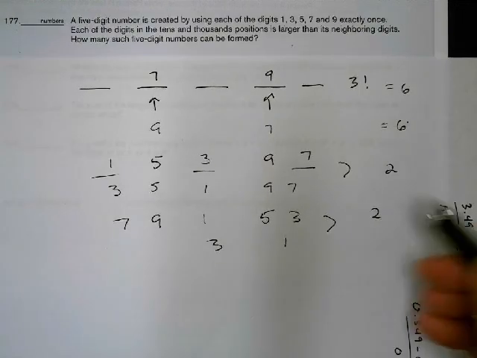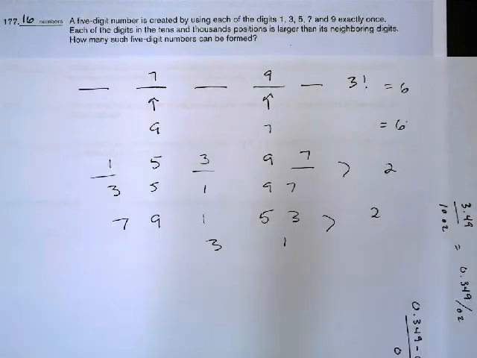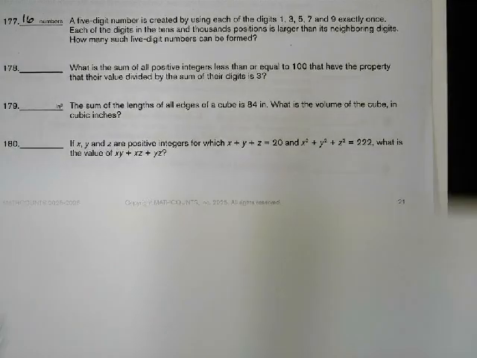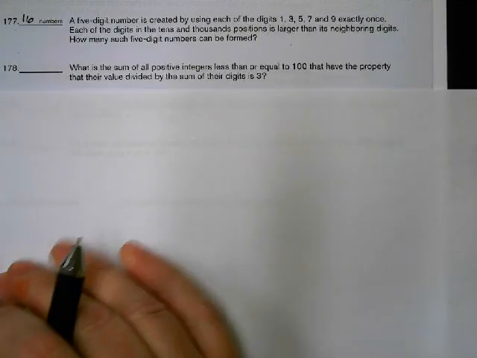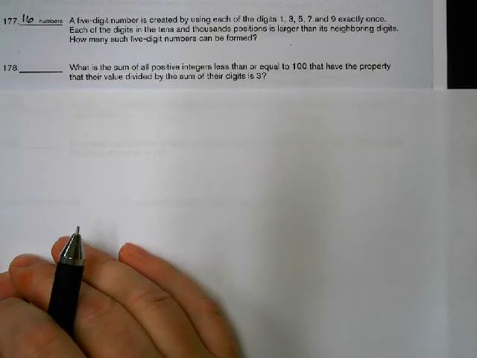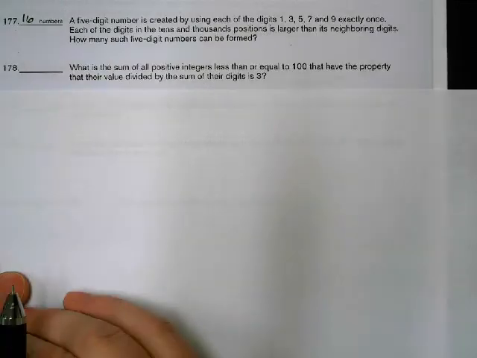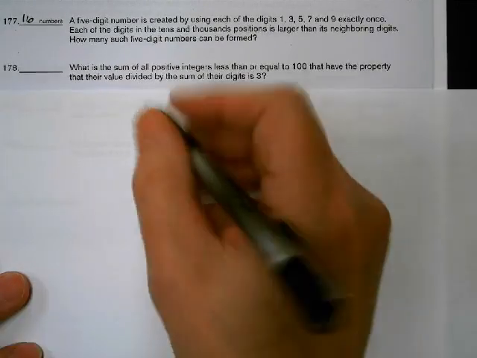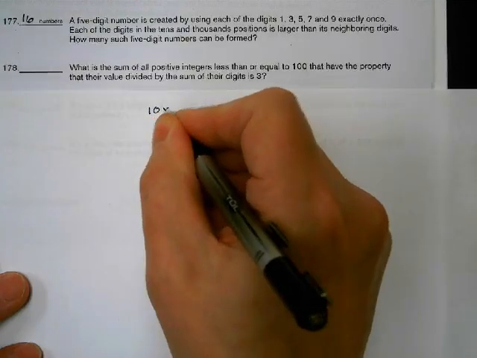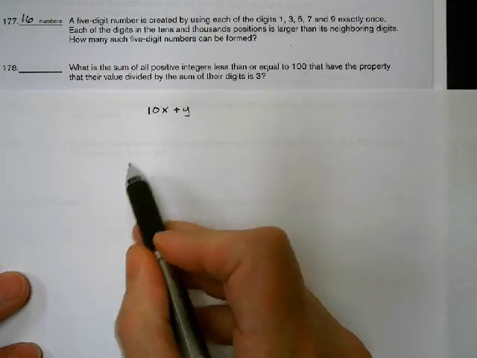All right, moving on. 178. What is the sum of all positive integers less than or equal to 100 that have the property that their value divided by the sum of their digits is 3? Okay, so I've got basically a 2-digit number, because 100 is not going to work for this. Let's call the number 10x plus y. So the first digit is x, the second digit is y. This is the number that I have.